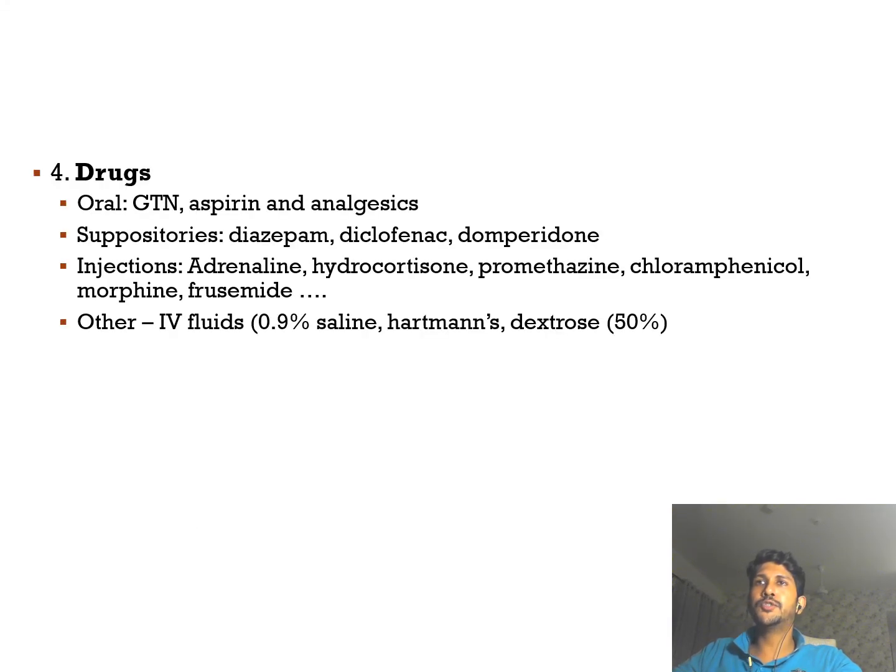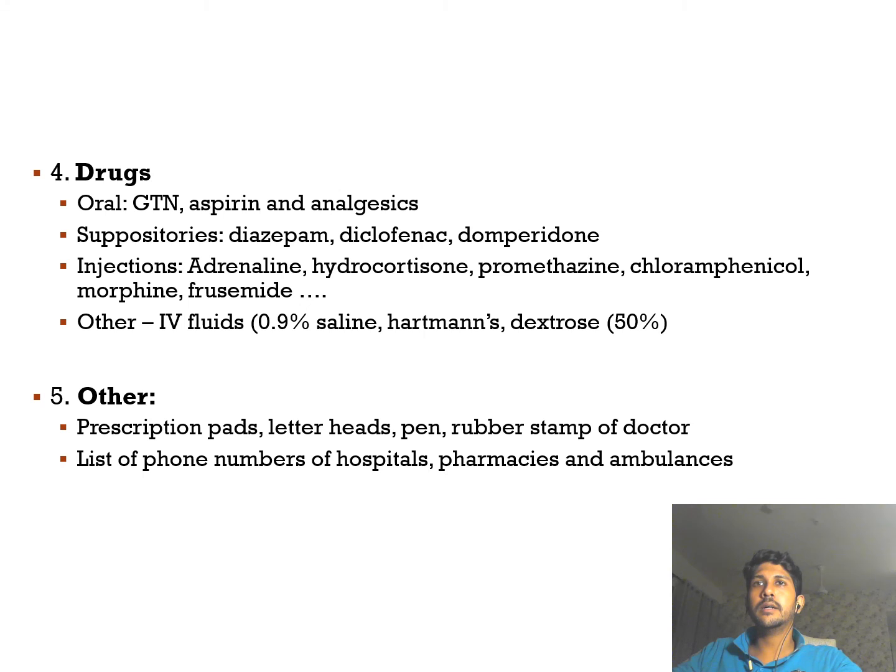Then the drugs that are needed to manage emergency situations. There could be oral medications, suppositories, injections, and even other forms of fluids, IV fluids. Then you also need to have your prescription pads, letterheads to write referral letters, pens, rubber stamp of the doctor. So you have to have these there. And it is also good if you have a list of useful home telephone numbers of the hospitals, pharmacies, ambulance services. And in times of COVID, you might also need to have the emergency contact details.